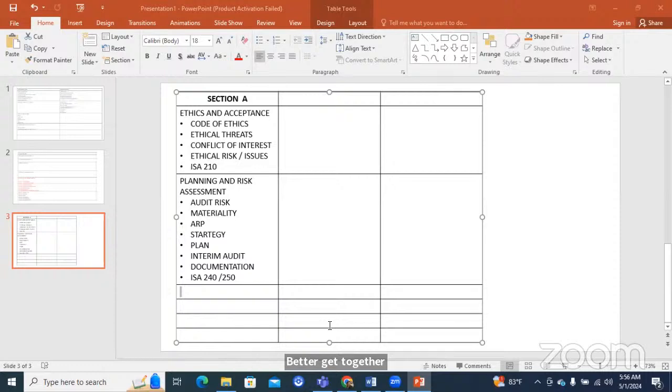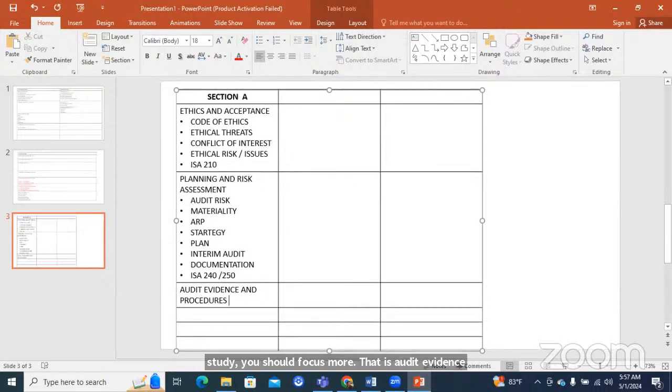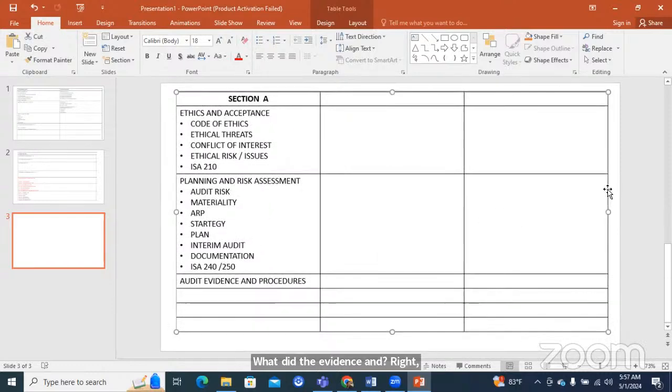Right? This case study, if you get this type of case study, you should focus more. That is audit evidence and procedures. Audit evidence also, along with that, procedures. Procedures mean, students, test of control is also procedures. Substantive procedures also procedures. Right?